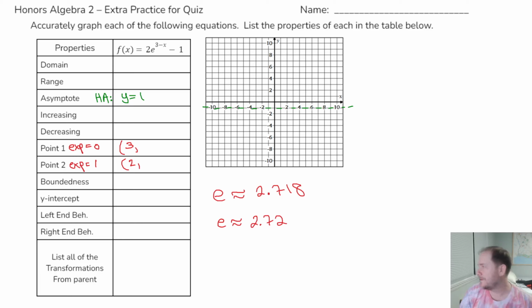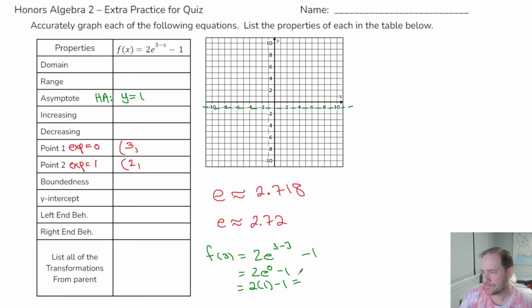Okay, so the very good news is when you plug in 3 to this function to find your y value, you get 2 times e to the 3 minus 3, minus 1. Well, 3 minus 3 is 0, of course. So that's e to the 0. So I don't need a calculator for this, because e to the 0 is 1. So that's 2 times 1 minus 1. So 2 minus 1 is 1. So you know the y coordinate that goes with 3 is 1. And then we can plot our point at 3, 1 right there.